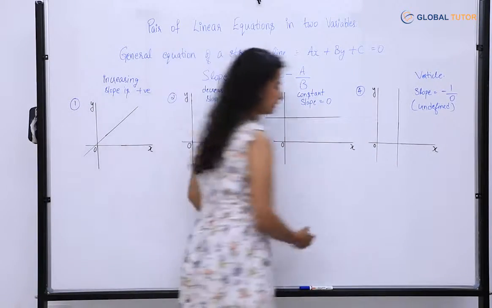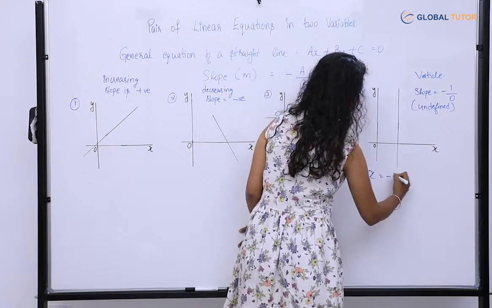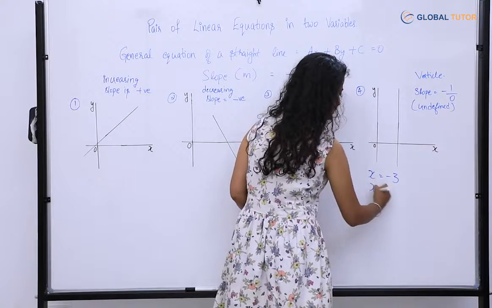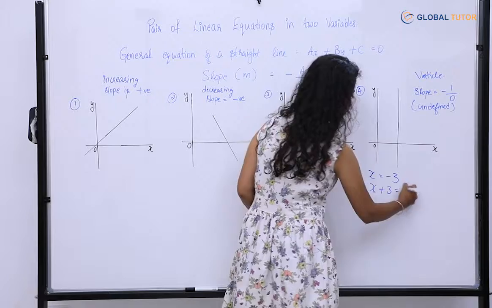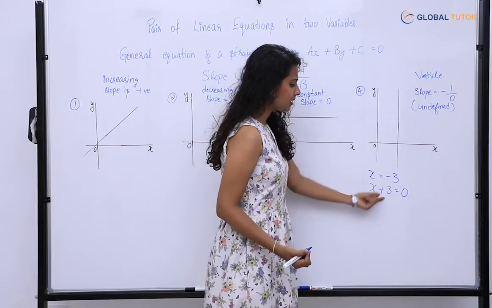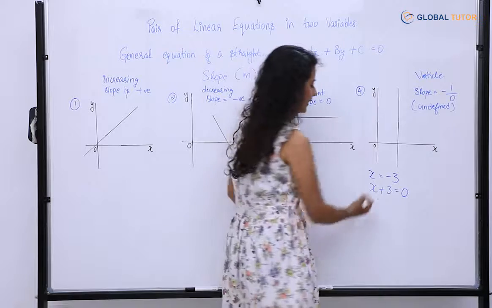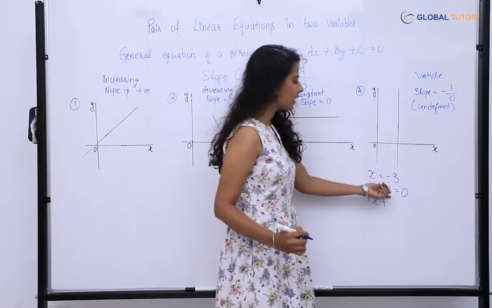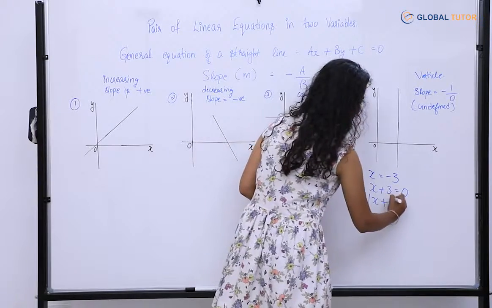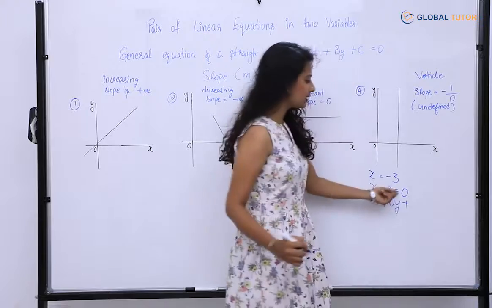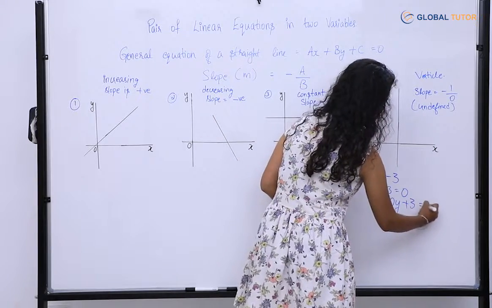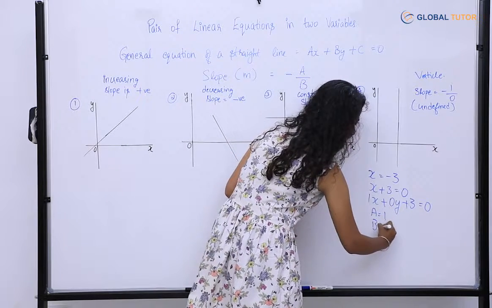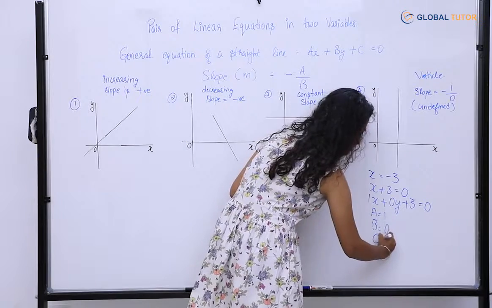Let us take an example. If x is equal to minus 3, how will the graph look like? Let us shift minus 3 to this side. So this will be x plus 3 is equal to 0. Minus 3 when shifted this side, it became plus 3. Now, in this case, this becomes 1 into x plus, we don't have y factor here. So this is 0 into y plus c is 3 is equal to 0. Here a is 1, b is 0 and c is 3.